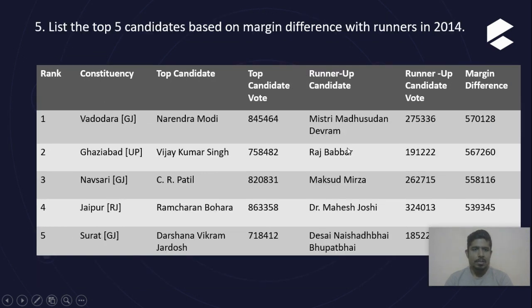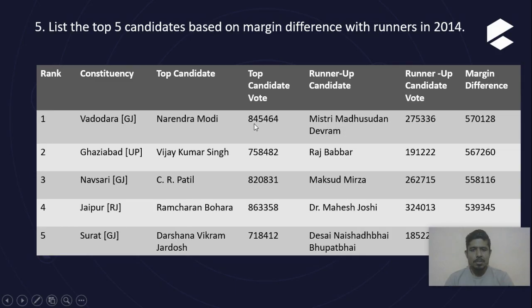Next query is top 5 candidates based on the margin difference with runners-up in the 2014 election data. So these top 5 candidates are Narendra Modi from Vadodara constituency of the state Gujarat, then Vijay Kumar Singh from Ghaziabad constituency of the state Uttar Pradesh, C.R. Patil from Navasari constituency of the state Gujarat, Ramcharan Bohra from Jaipur constituency of the state Rajasthan, then Darshan Vikram Jardosh from Surat constituency of the state Gujarat. Let us consider the very first example, Narendra Modi.